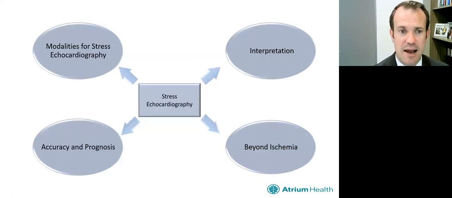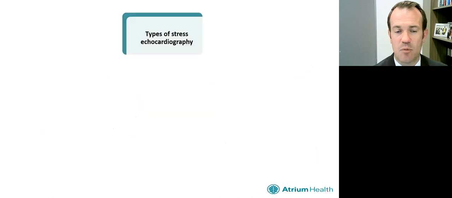So I'm going to break this down into 4 sections. The first, we'll talk about the different types or modalities we have to do stress echocardiography and the issues with each of those. We'll talk about how to interpret a stress echocardiogram. We'll talk about the accuracy and prognosis, and then we'll talk about other things, the use of stress echocardiogram in the evaluation of patients who were not really concerned about ischemia. So let's focus on the different modalities first.